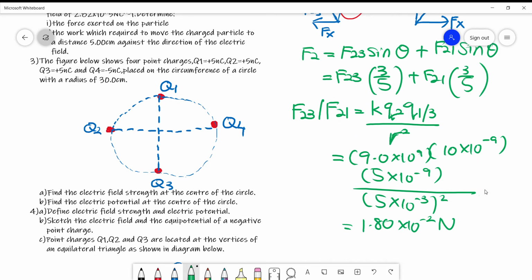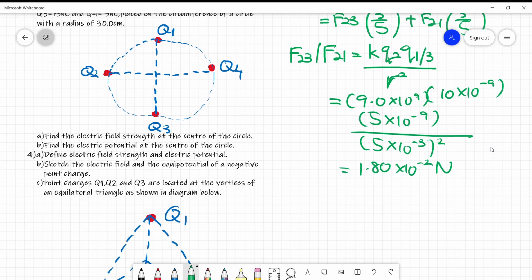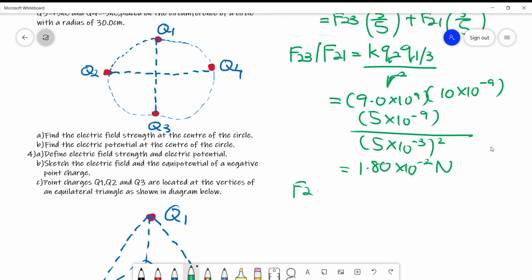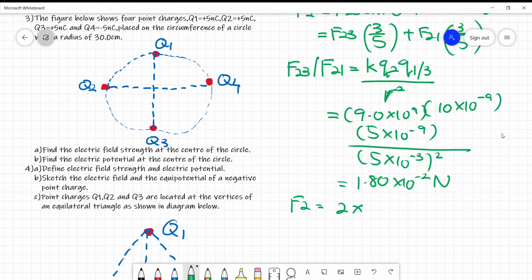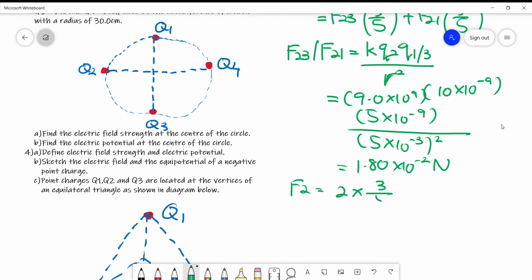So hence we can find out what our F2 will be. My F2 is equal to 2 times, if we factorize this 3/5, 2 times 3/5 times 1.80 times 10 to the power negative 2. This 2 is for the forces F23 and F21, since the magnitude of F23 and F21 are the same.